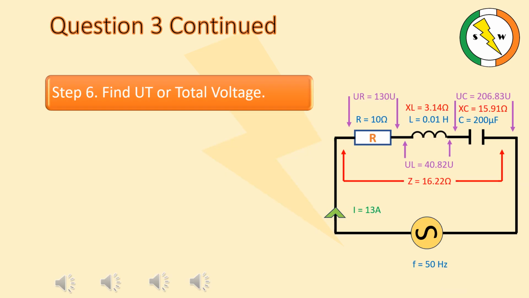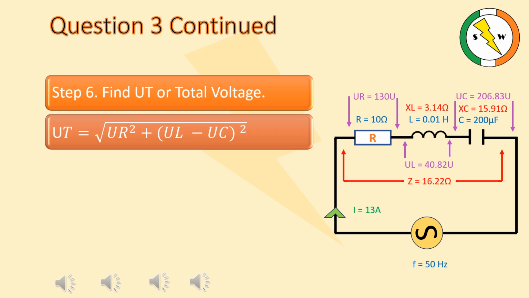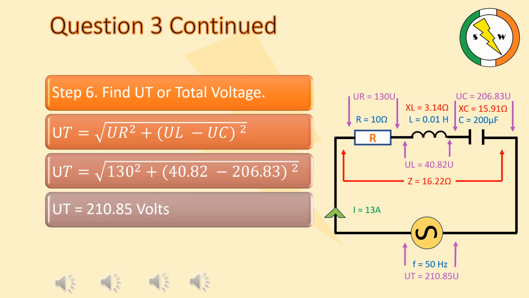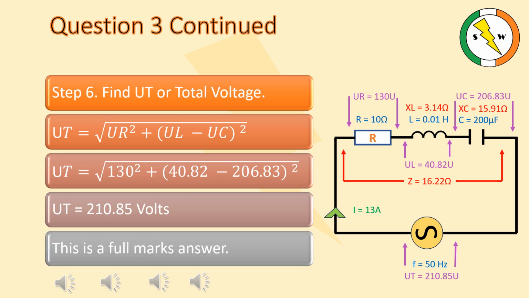Step 6. Find UT, or total voltage. With all of this information, we can now find the supply voltage using this formula. UT equals the square root of 130 squared plus 40.82 minus 206.83 squared. UT equals 210.8 volts. This is a full marks answer.